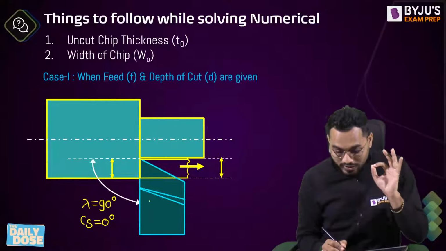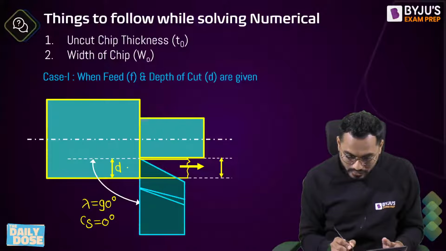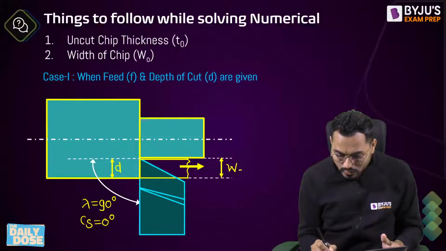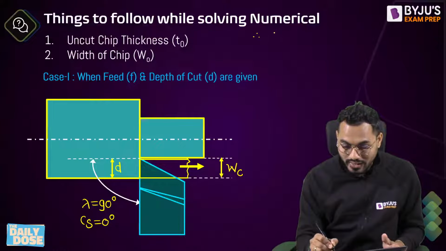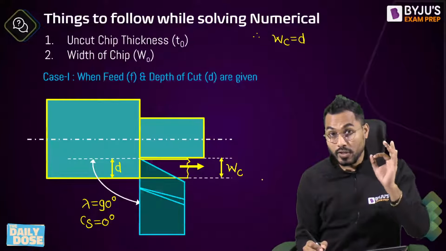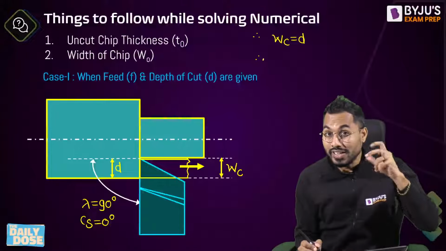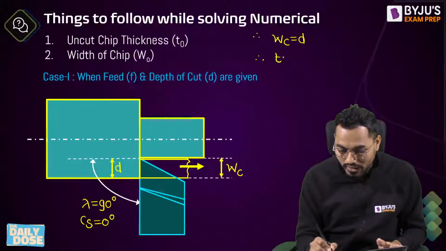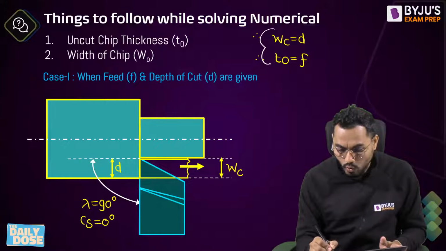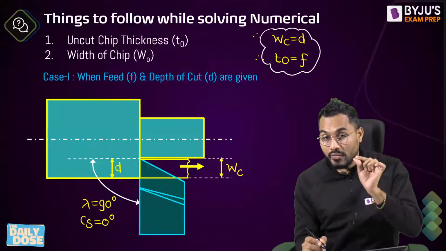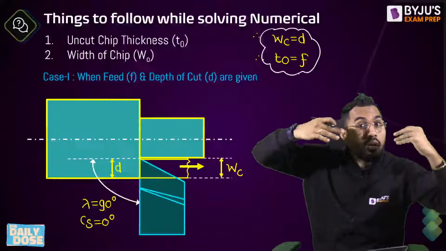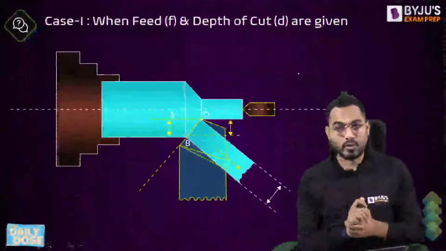In such a case, the depth of cut D, that is the perpendicular distance between the uncut surface and the machined surface, can I say that will become exactly equal to the width of the chip WC? So here my width of the chip becomes exactly equal to depth of cut, and my feed will decide the uncut chip thickness. So uncut chip thickness T0 is exactly equal to feed. This is very, very important while solving numericals in the GATE examination. When depth of cut and feed are given, feed becomes uncut chip thickness, and depth of cut becomes exactly equal to the width of the chip. Right, fine.